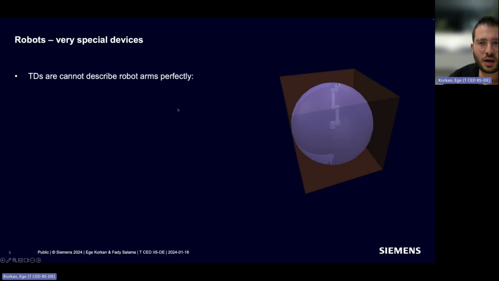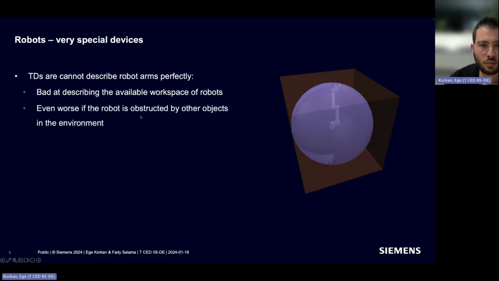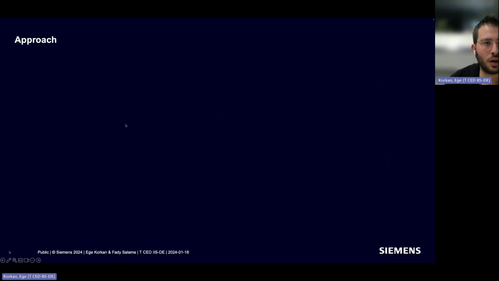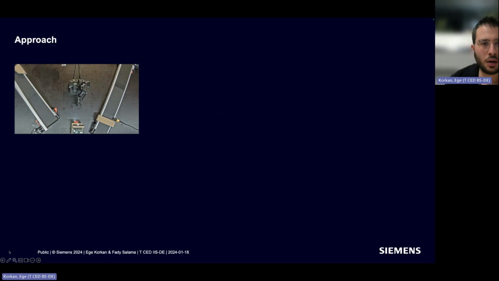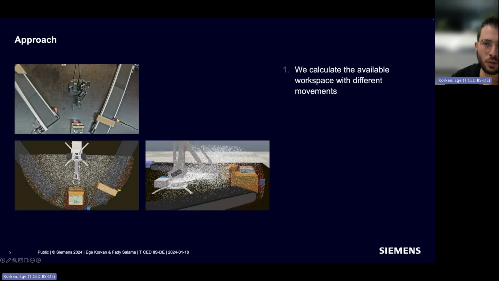So we cannot actually describe it perfectly. We cannot basically describe the available workspace of the robots. And it's actually much worse if there are other objects, other robots around it. So for that, we took an approach where we look at the scene, like we saw before, and we do different movements in order to calculate where we can really move.